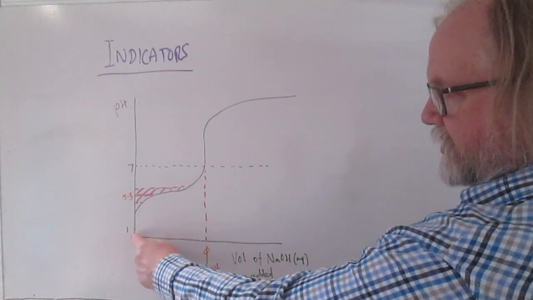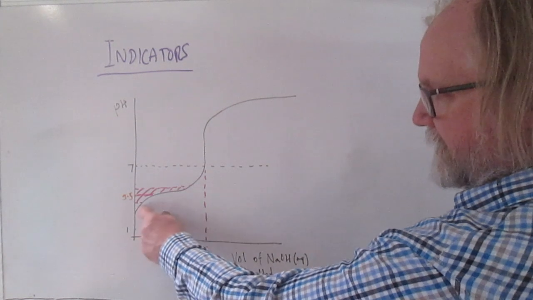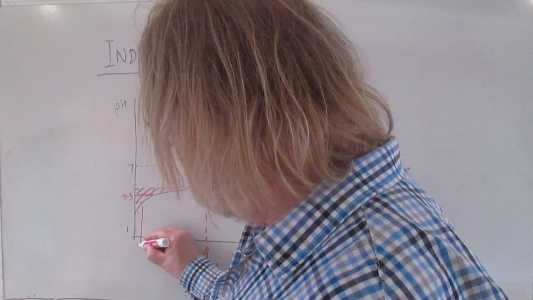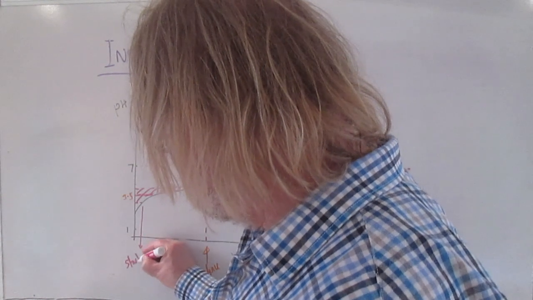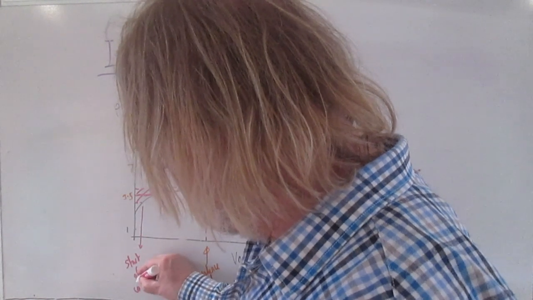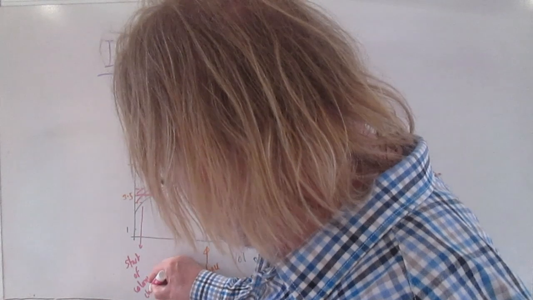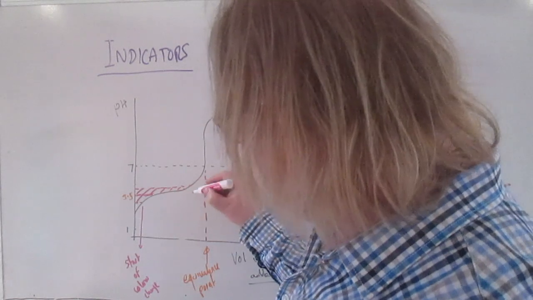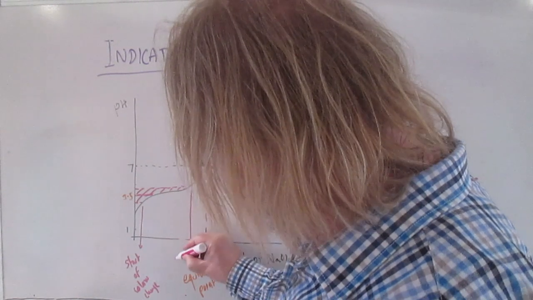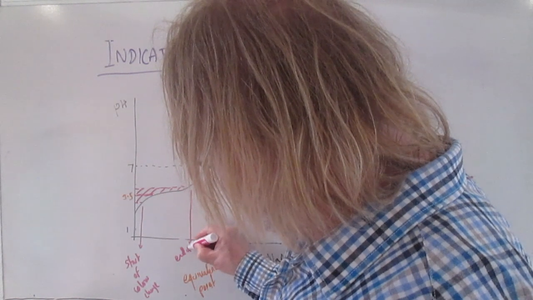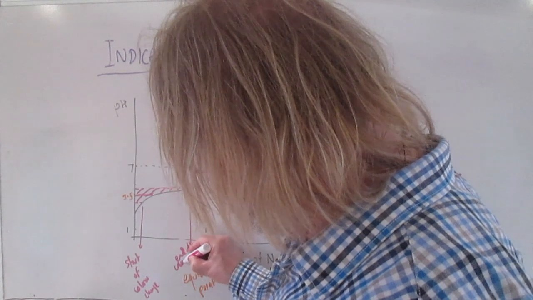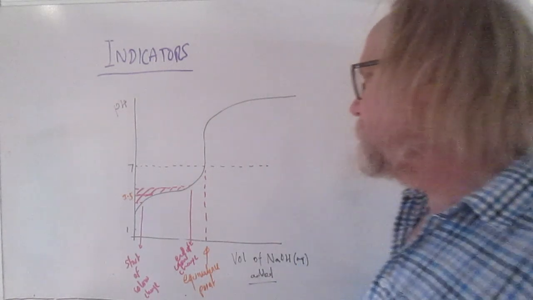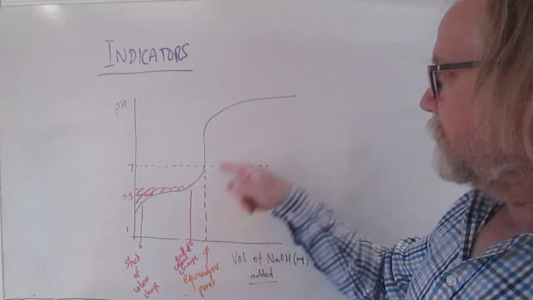It starts changing as we start adding volume. It's going to start changing at this point. So this is going to be the start of the colour change. And it's going to finish changing when we reach about here. So that's the end of the colour change. And you can see it's completed its change long before we reach the end point.